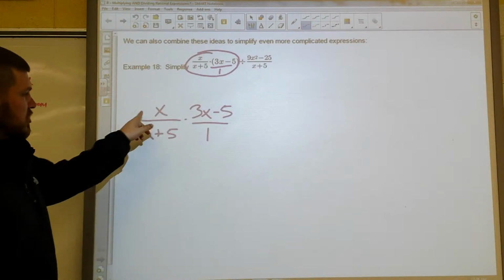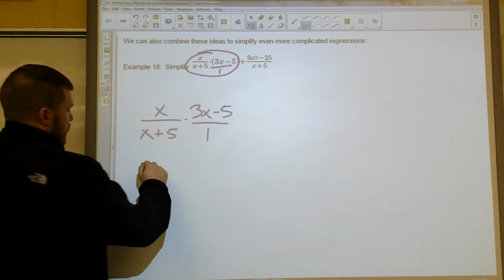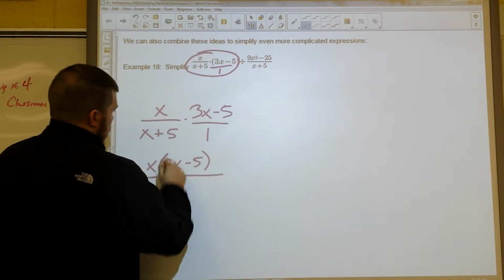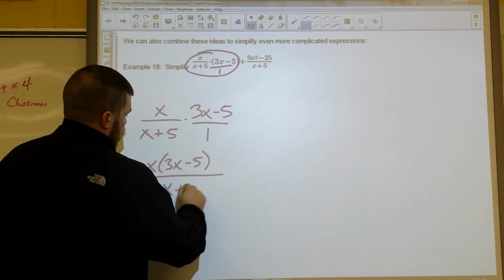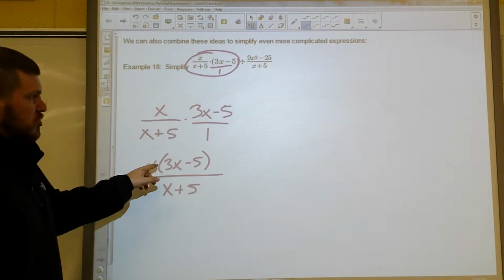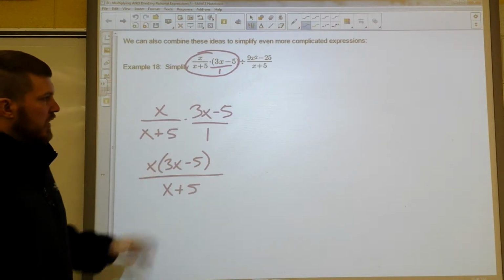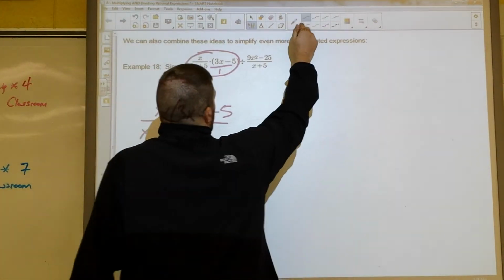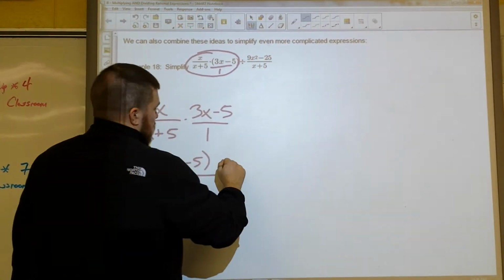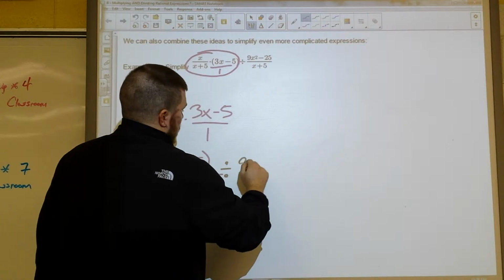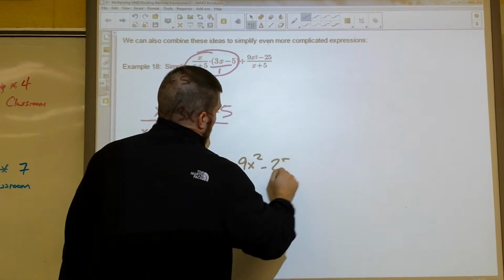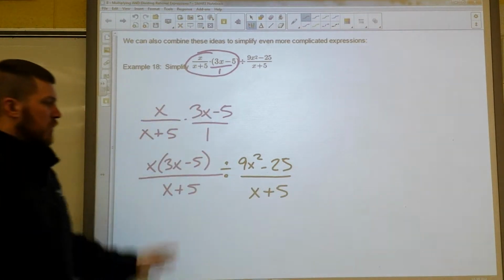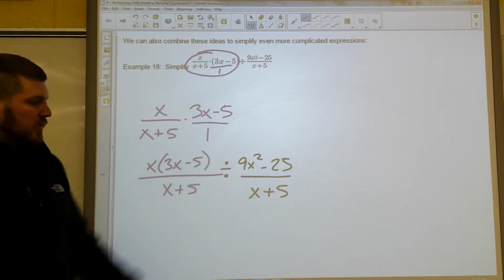When we multiply, we just multiply straight across. So I have x times 3x minus 5 divided by x plus 5. Notice I'm not doing distributive property or anything yet. I'm going to leave that alone. So I'm done with the purple. The purple is completed for now. Now I want to bring down my original problem. So divided by 9x squared minus 25 over x plus 5. This is what my original problem has become so far.